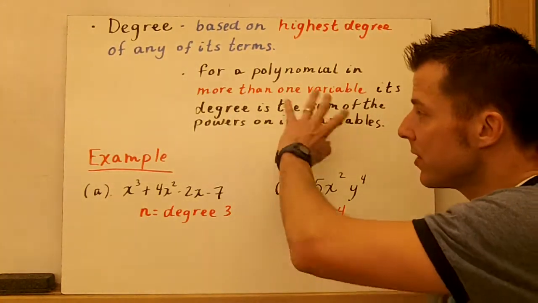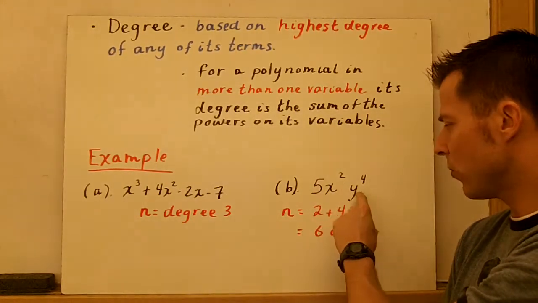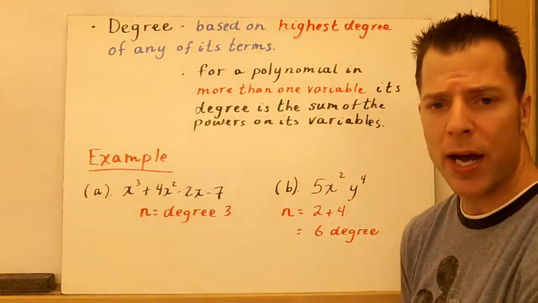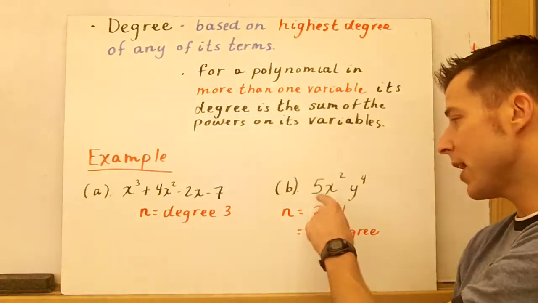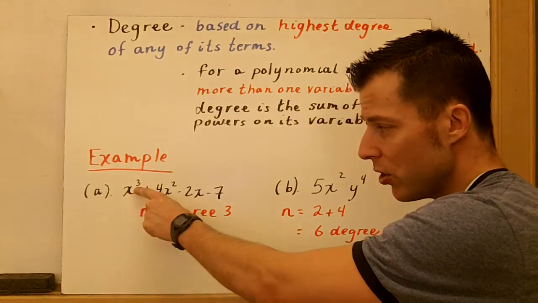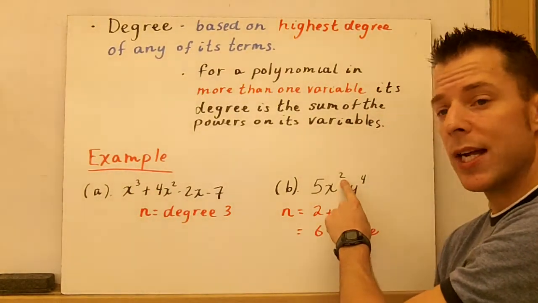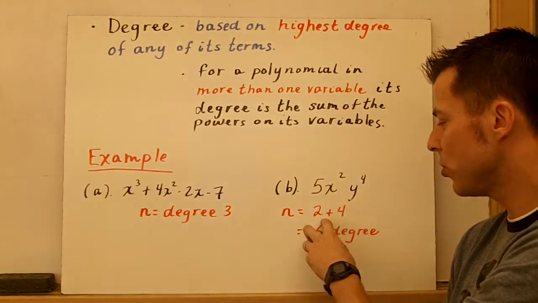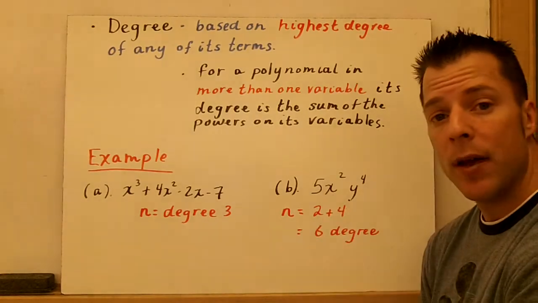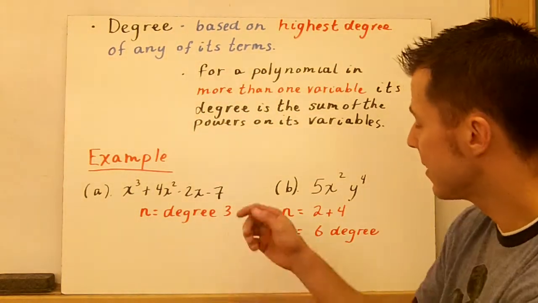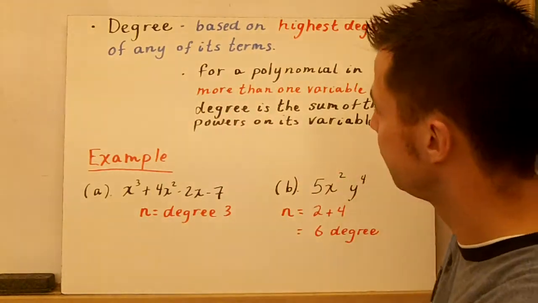Part B deals with this example right here, and this is really important. I have 5x squared y to the 4th. So that's a polynomial in 2 variables. So how do you determine the power? Well, you could say, like we did here, oh, x is cubed, so it's squared, that the degree would be 2. It's not. You have to take the sum of these powers. So 2 plus 4 is 6. So this would actually be called a 6th degree polynomial. Okay? And that's examples dealing with this bullet here. That's very important.